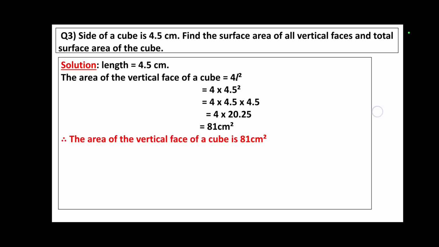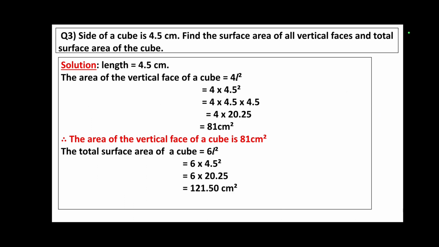Now the second one, it is asked the total surface area of a cube. Total surface area means we have the 6 surfaces. So we use the formula 6L square equals 6 into 4.5 square. 4.5 square we already have, 20.25. Now we have to multiply by 6. What we get? 121.50 square centimeter. The total surface area of a cube is 121.50 square centimeter.